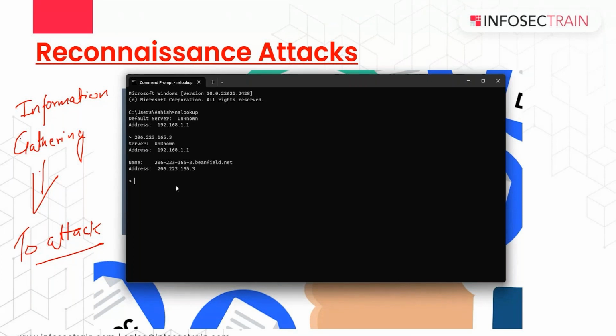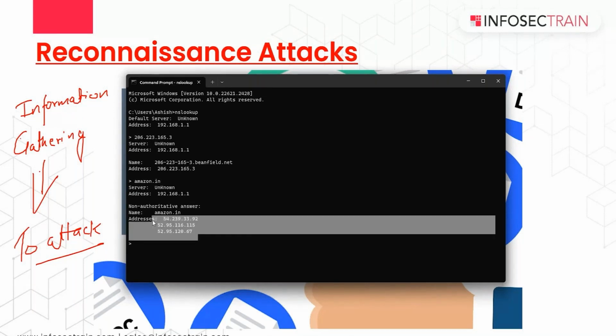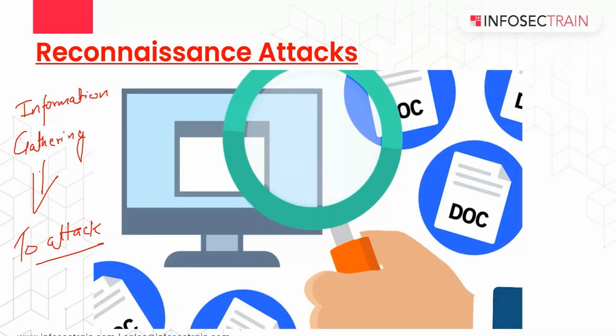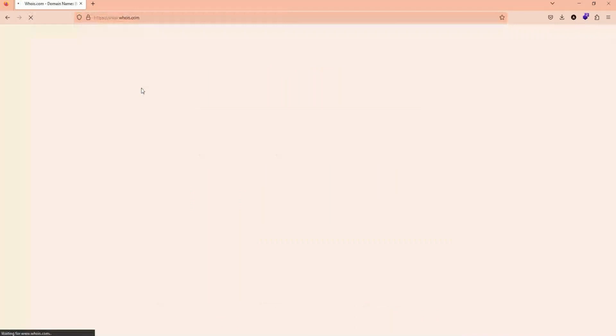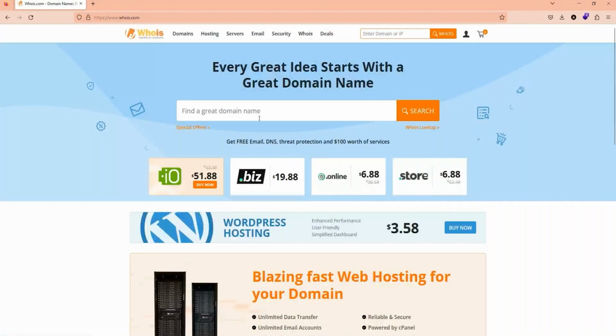If I write Amazon.in, you got the IP addresses of Amazon.in which are being used, right? Isn't this a part of information gathering, right? Then can I do a whois lookup? Now what a whois lookup is, right? Let's see whois.com, right? And if I find out information here, let's say about InfoSecTrain.com.